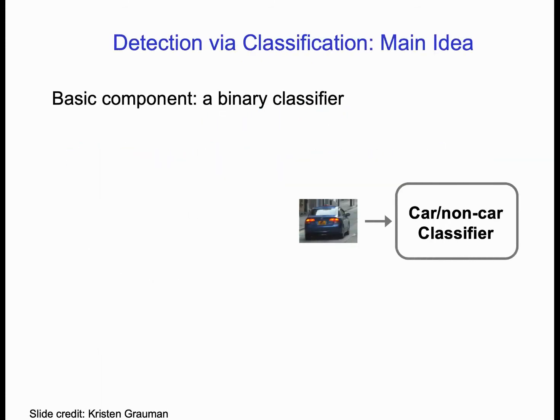The main idea in the sliding window approach is to use a binary classifier. So the basic component is a binary classifier that, for instance, looks at this image here and decides whether this is a car or not. So it gives a binary answer. If I feed in another image like this, it will actually tell me whether it's a car or not again.